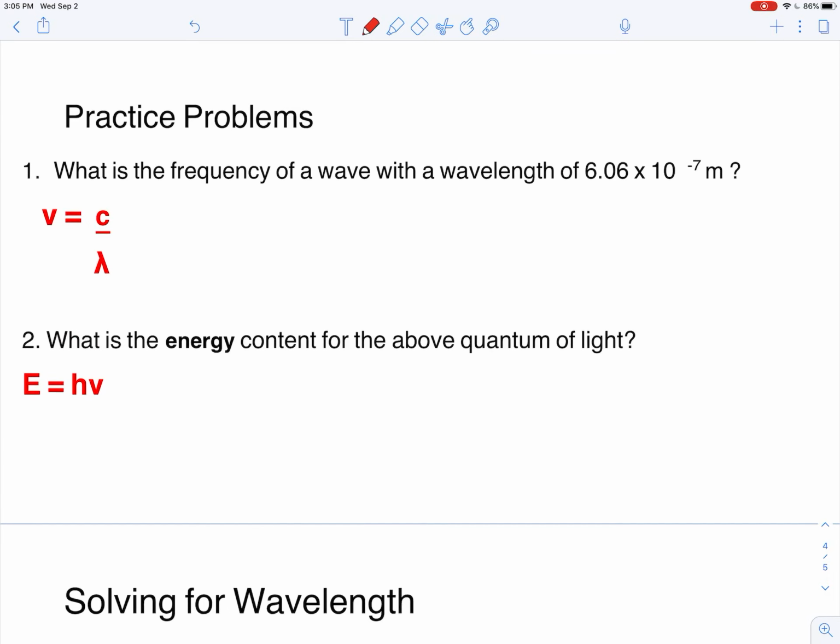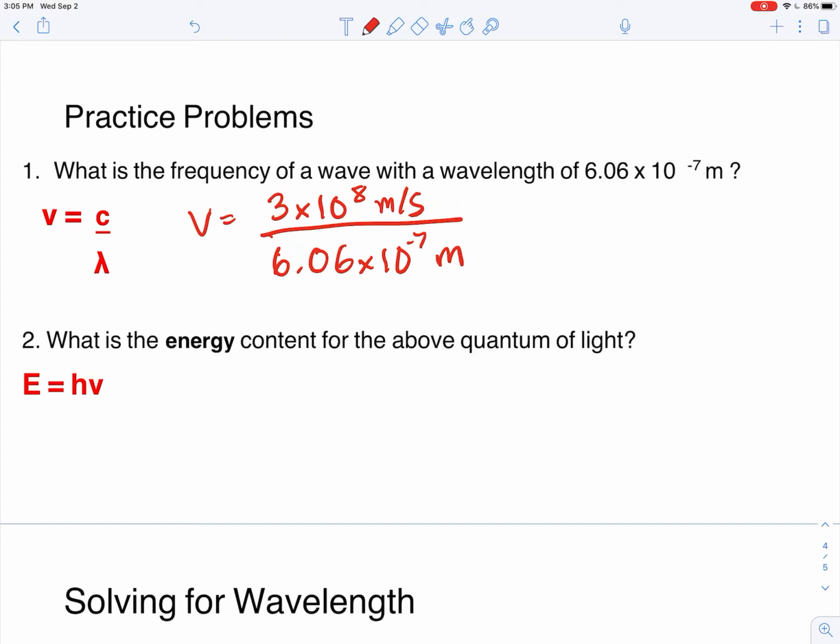Okay, so we're going to do a couple practice problems together. What is the frequency of a wave with a wavelength of 6.06 times 10 to the minus 7 meters? So again, you're going to need a scientific calculator to do these problems. So we are just going to plug in the numbers we know. c is going to be 3 times 10 to the 8th meters per second. I'm going to plug in the wavelength. So that Greek symbol on the bottom there, that's the symbol for wavelength.